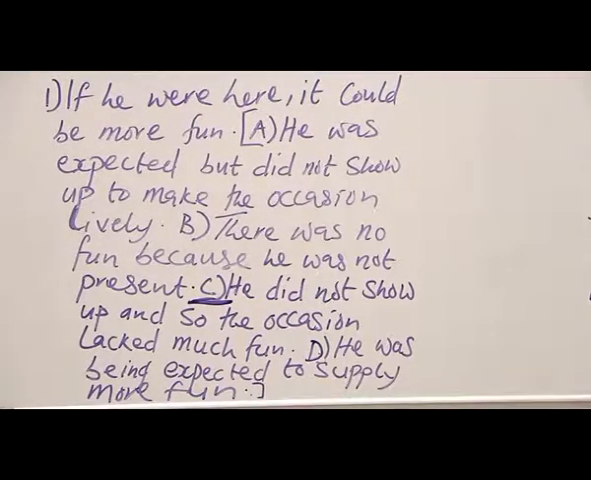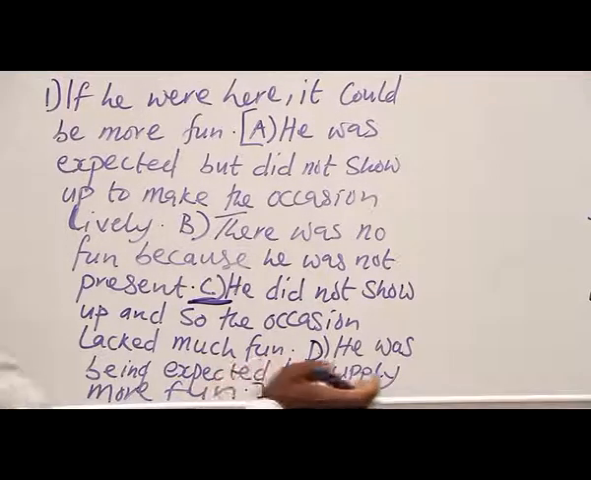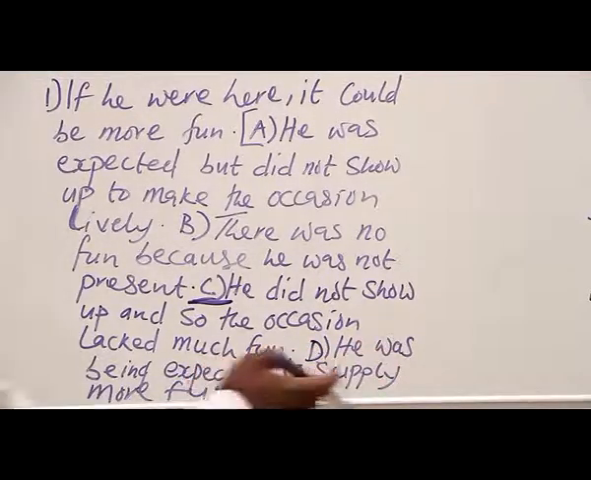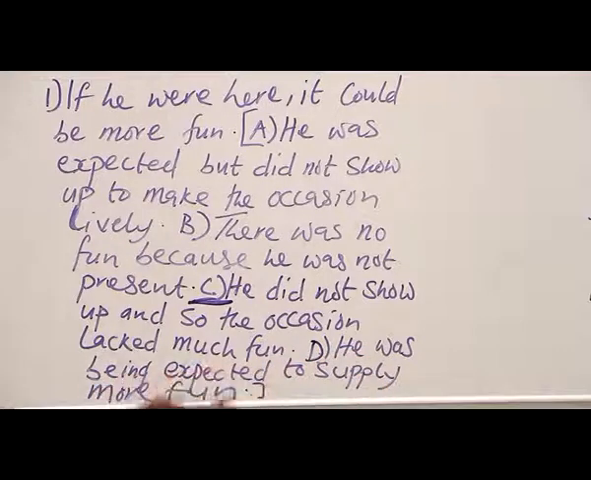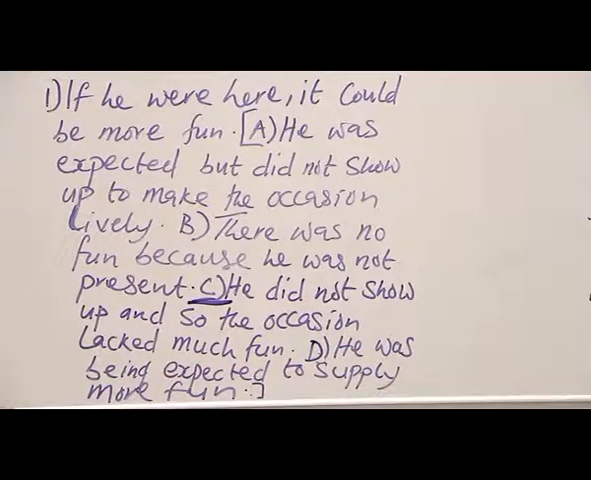But sometimes let's look at D, whether D is a better option. If not, then of course we've taken our answer. But let's look at D now. He was being expected to supply more fun. If you look at option D, the latter part, to supply more fun, is correct, because we're told that it could be more fun, so they needed more fun than they got. But what about the first part?